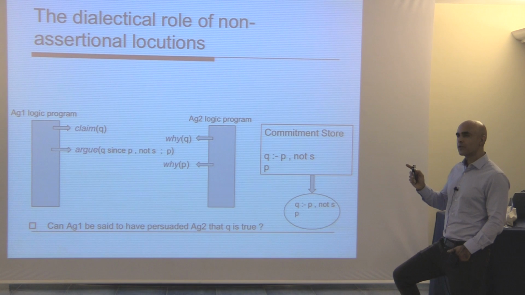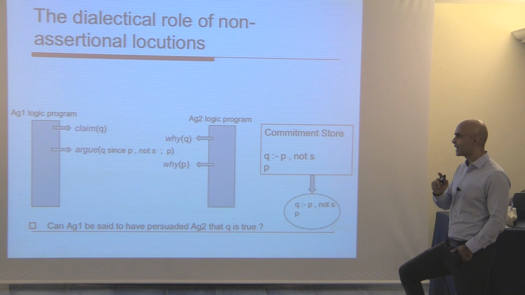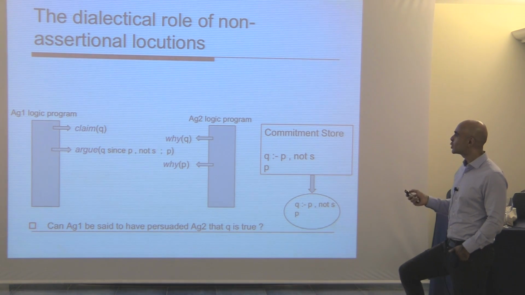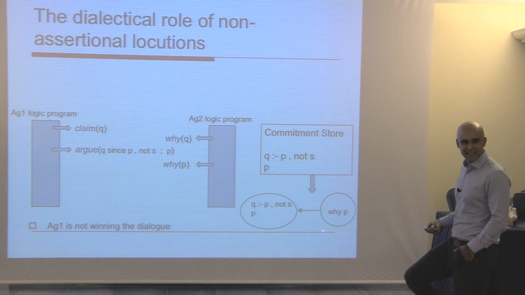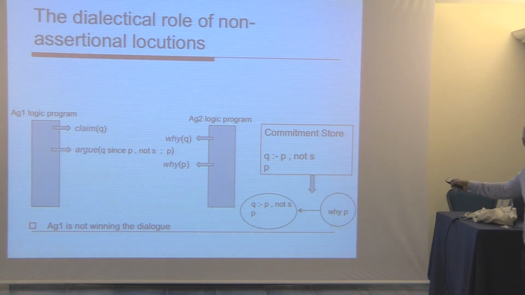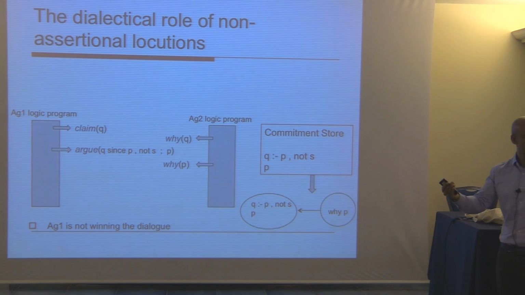So interestingly enough, what you can do, and this is work initiated by Henry Prakken, is you can actually model the effect of why P as an attack. This why P attacks the argument that makes use of a premise P, because essentially it's saying, well, look, I don't accept your premise. Give me evidence for it. I'm not going to accept it. It's a dialectical move. Okay?